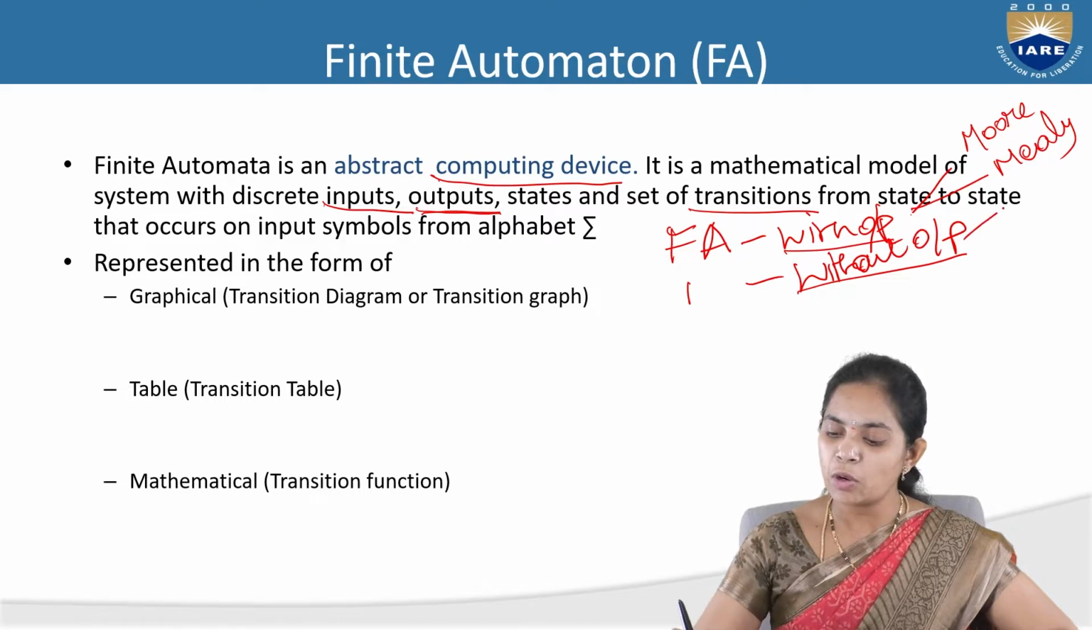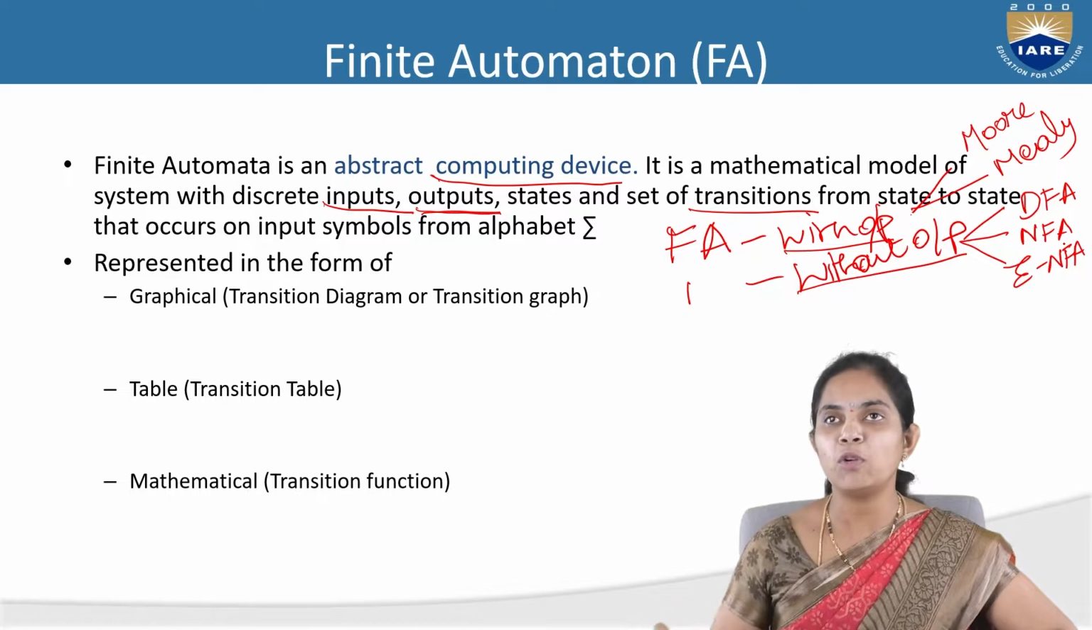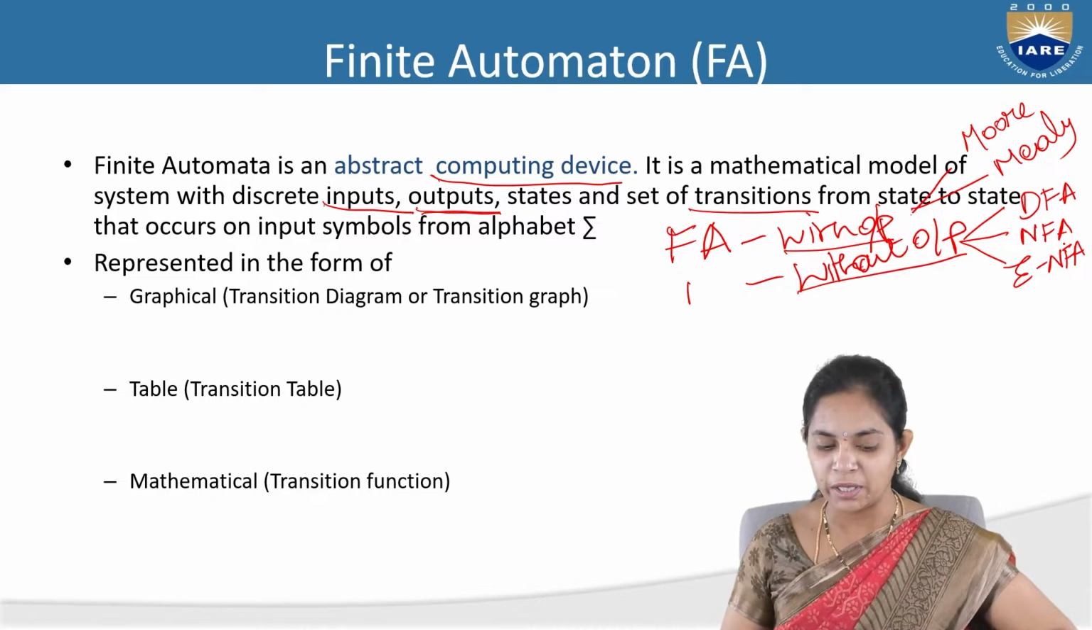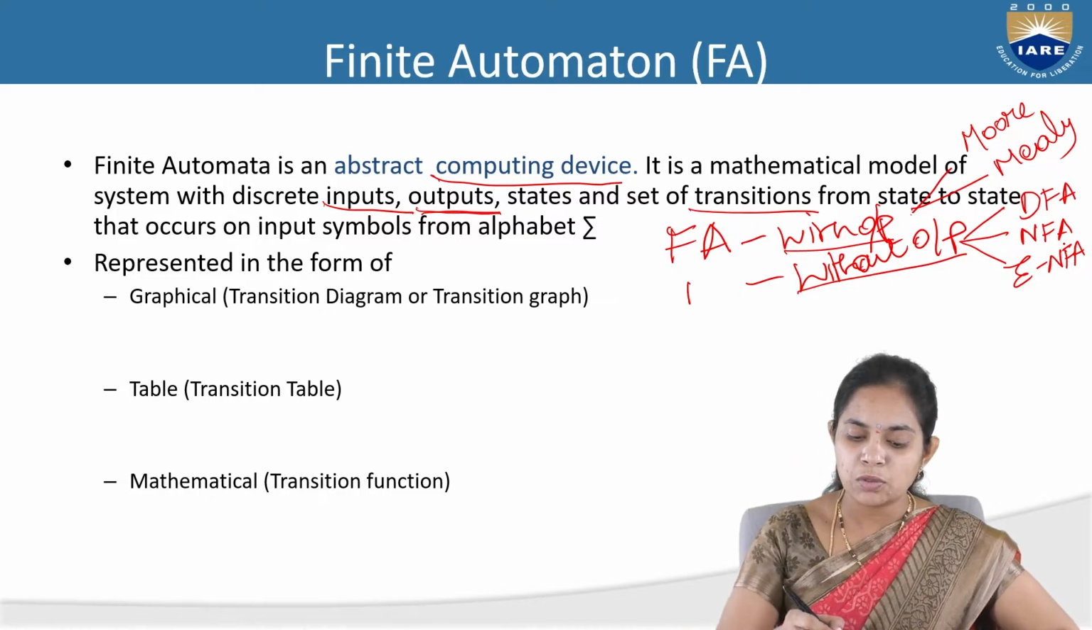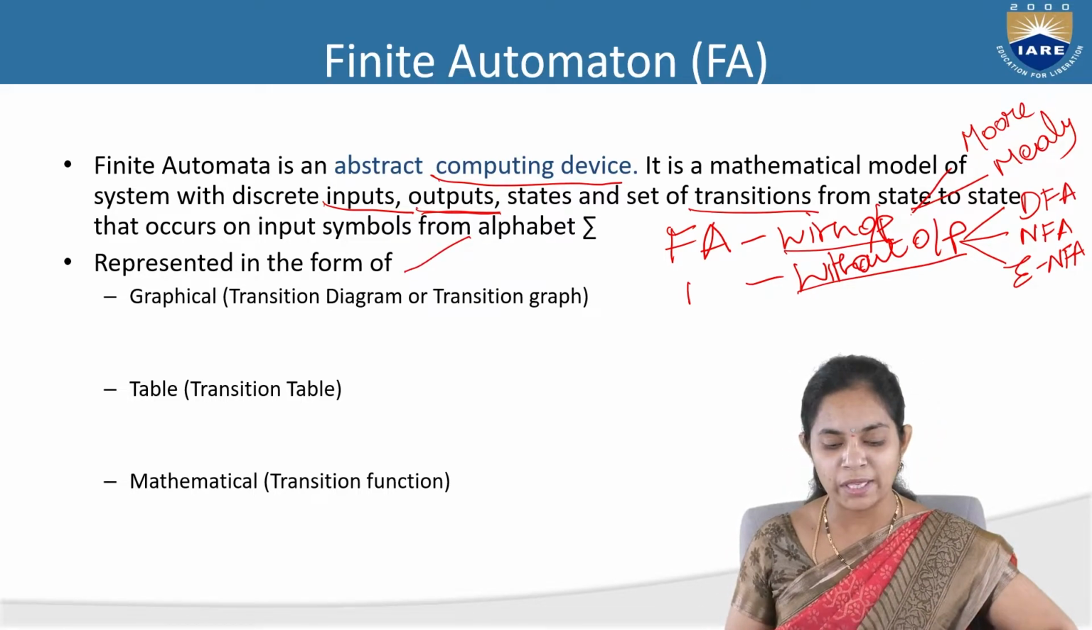And coming to the finite automata without output, we have three models. One is DFA, the second one is NFA, and the third is epsilon NFA. So these are the three models that come from the finite automata without output. So this is the main definition of the finite automata, and we have to represent a finite automata in three forms. One is graphical, the second one is tabular form, and the third one is mathematical.